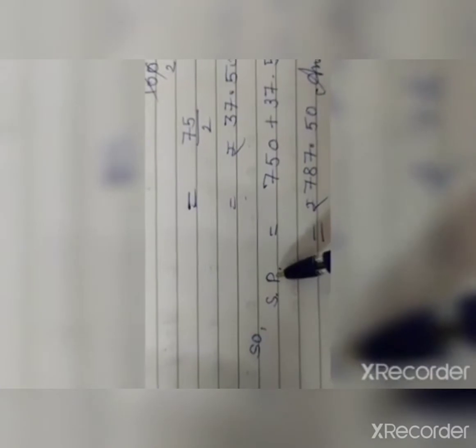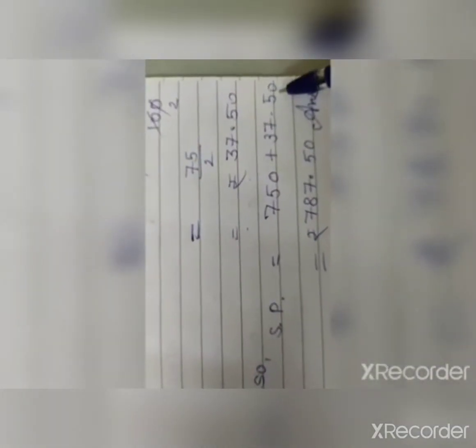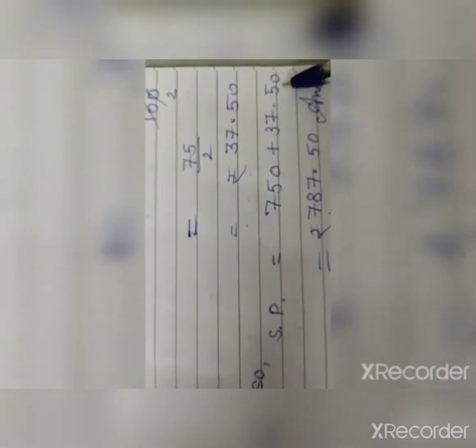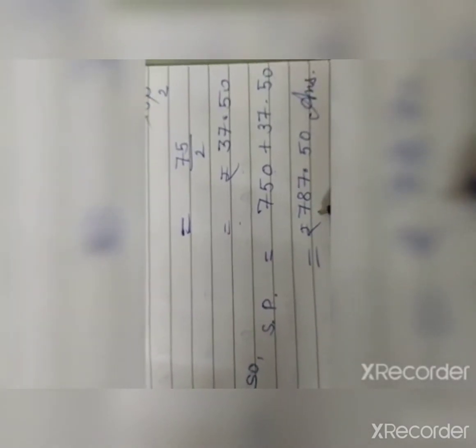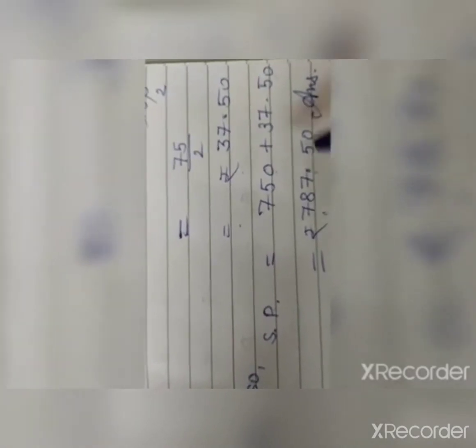SP of the product will be CP plus profit. So CP is 750, profit is 37.50. So total SP is rupees 787 and 50 paisa.